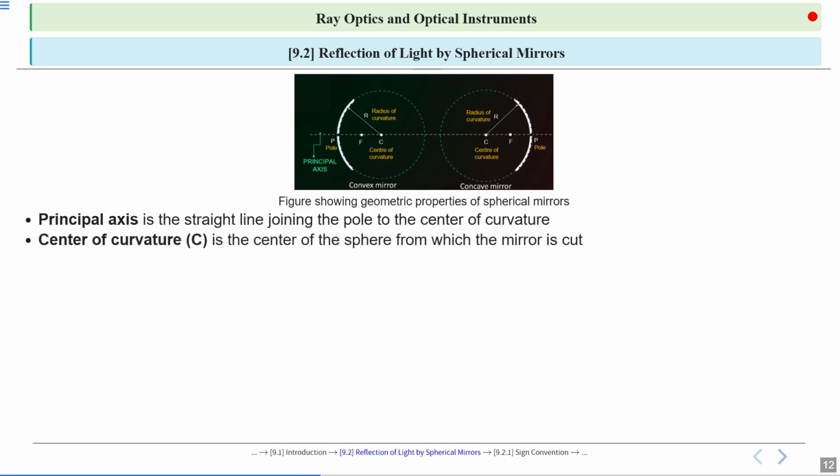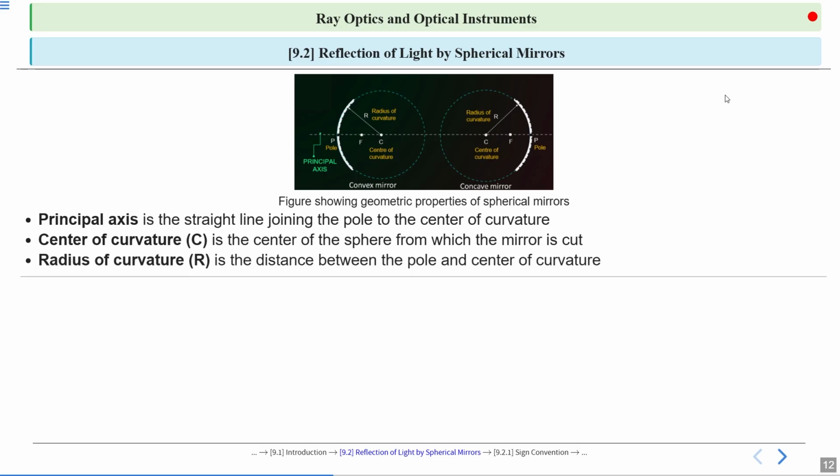What is the center of curvature? It is the center of the sphere from which the mirror is cut. So this is the actual sphere and a part of this sphere is cut out to be the mirror. So this is the center of curvature of this mirror, and for this concave mirror, this is the center of curvature. What is the radius of curvature? It is the distance between the pole and the center of curvature. So it is the radius of the sphere from which the mirror is cut, we can say also.